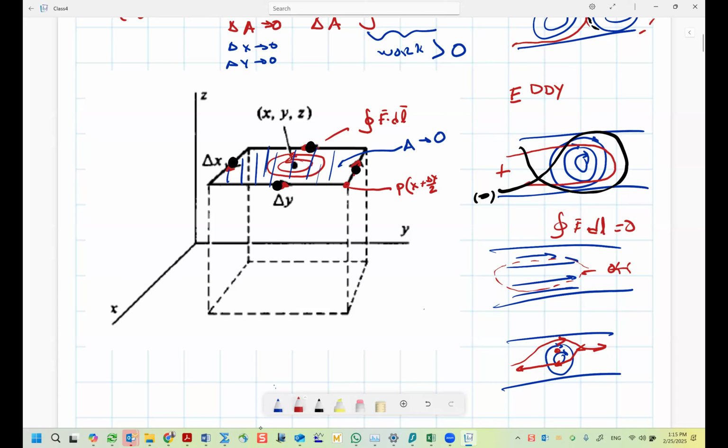And that would be, comma, y plus delta y by 2, and at a point z.